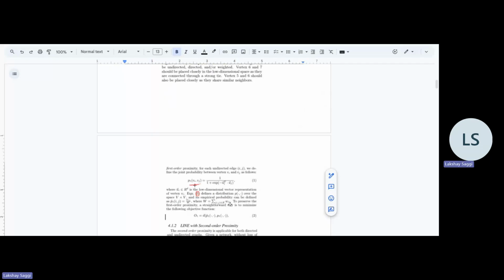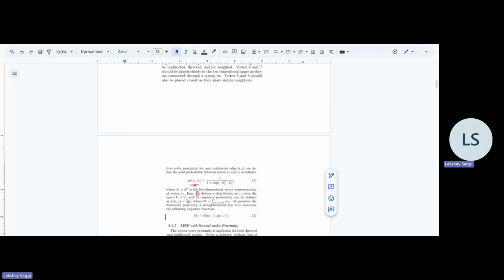And we can define something like a weighted version also. And then to preserve first order proximity, a straightforward way is to minimize the following objective function, which is like a distance between two probability distributions, P1 and the empirical one. The distance between probability distributions can be any distance metric you can define over probability distributions, maybe like a KL divergence or something like that.